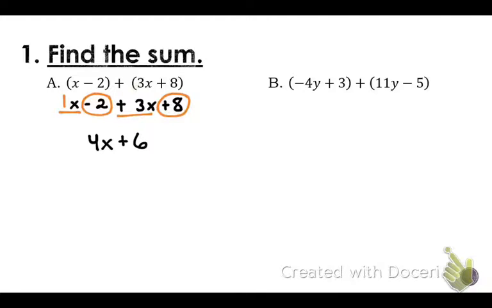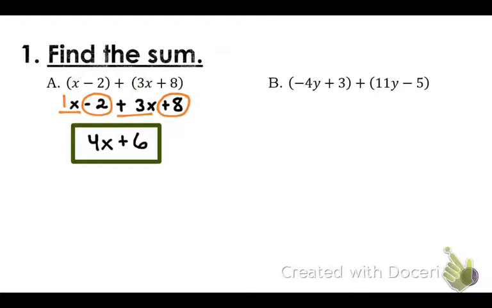Now if I want to combine those, would the answer be 10x? No. Why not? Because the 6 doesn't have the x. Those are not like terms. They are not in the same family, so they cannot be simplified together. This is already in simplest terms. Okay, so our final answer is 4x plus 6. Let's go on to problem B.